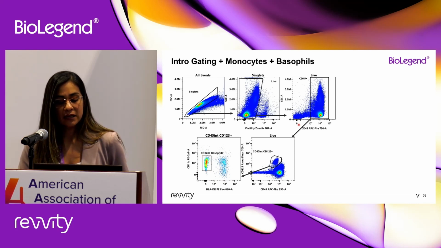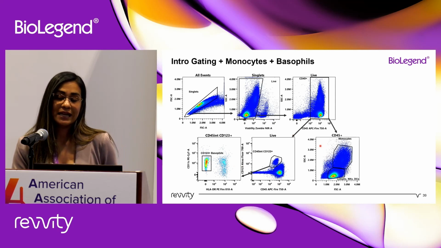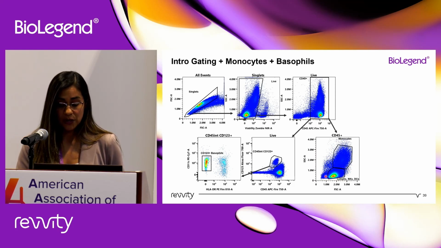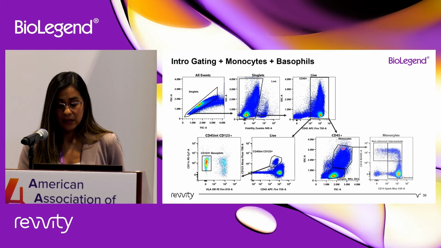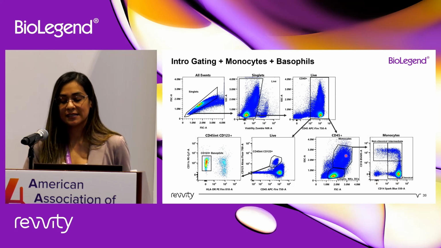Then, jumping a little bit back to the CD45 population, now we can do the classical gating for the forward scatter versus side scatter to identify the monocyte population and this lymphocyte, NK, and dendritic cell population. From the monocytes, you can identify classical, intermediate, and non-classical monocytes when you look for the expression of CD14 versus CD16.